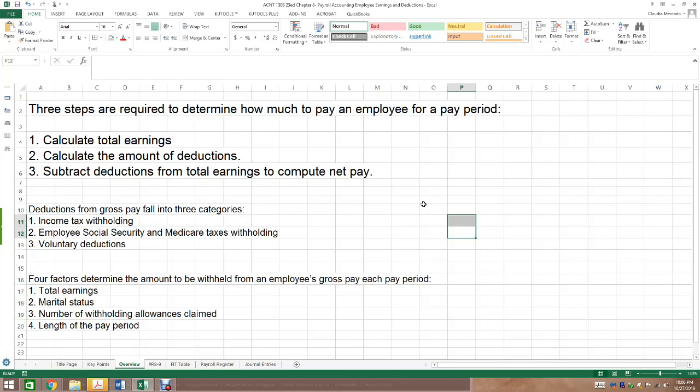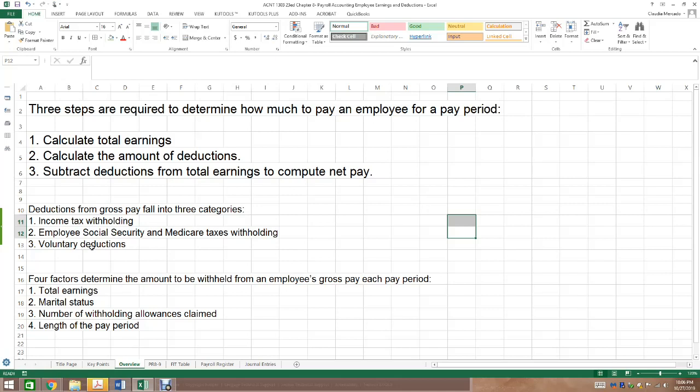That is how much money you make. Net pay is what you take home after taxes and deductions. This is what you actually get to spend. A lot of students get confused between gross and net. Gross is what you actually make, what you earn. Net is what you take home after your deductions.